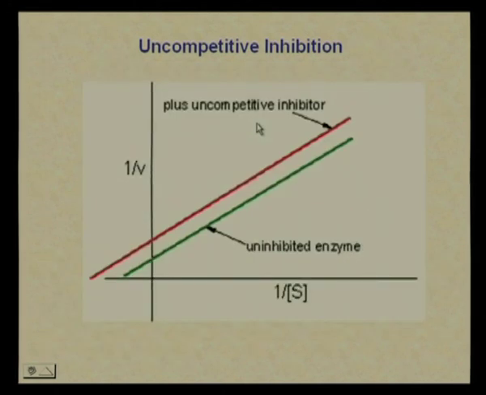So, what you have is an increase in the initial velocity due to the presence of the inhibitor and a parallel line for the uncompetitive inhibitor. What happened for the competitive inhibitor? You had the same Vmax, so you had an intersection on the y axis. For the non-competitive case, you had an intersection on the x axis because the Km was the same. In this case, for the uncompetitive inhibition, there is no such intersection at all. You have a parallel line with the uninhibited enzyme.